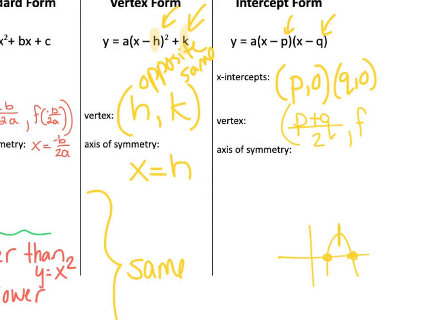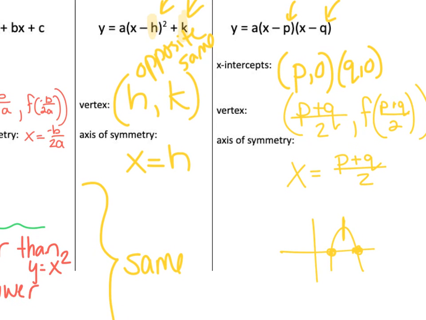And then how do I get the y? Well, I always just plug it back in. So I'm going to write that as f of (p plus q) over 2. Kind of crazy math notation, but it's just telling you to plug it back in to find y. So your axis of symmetry, again, is always a vertical line. x equals (p plus q) over 2. Okay, so these are the 3 forms that we're going to put into practice.